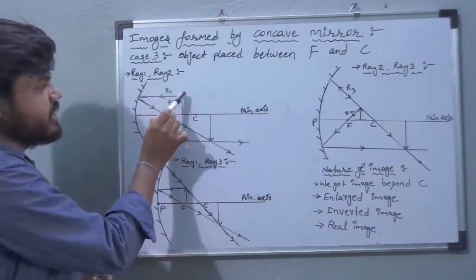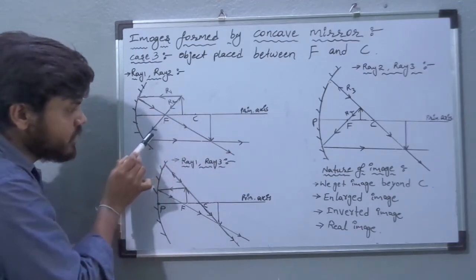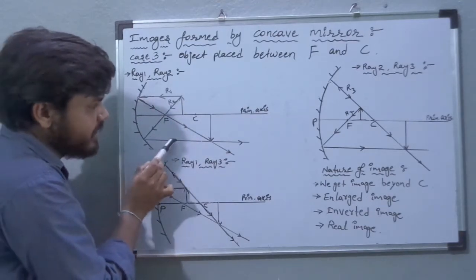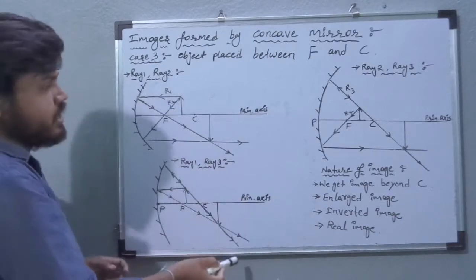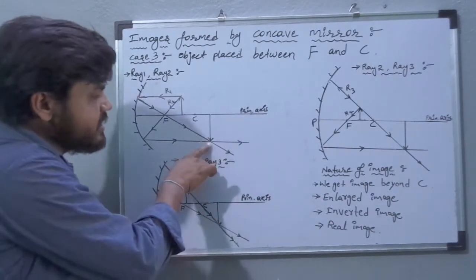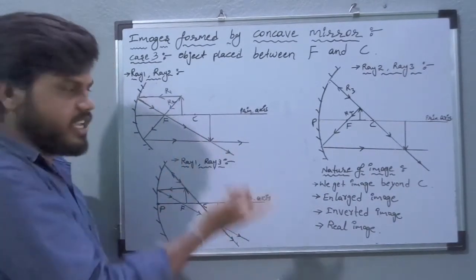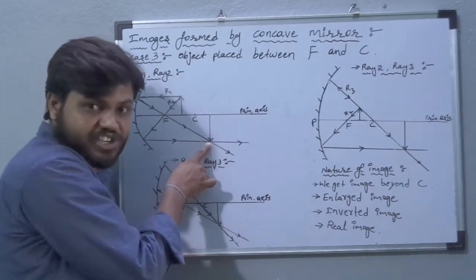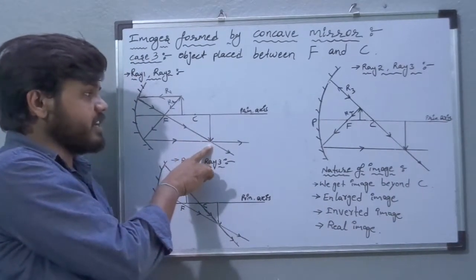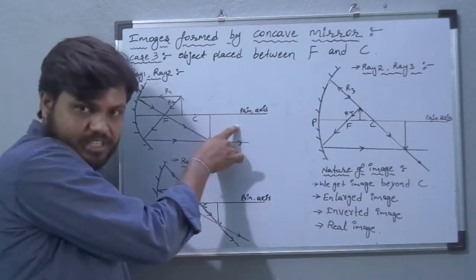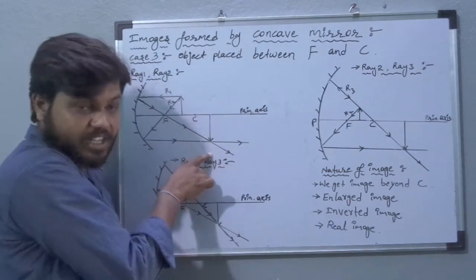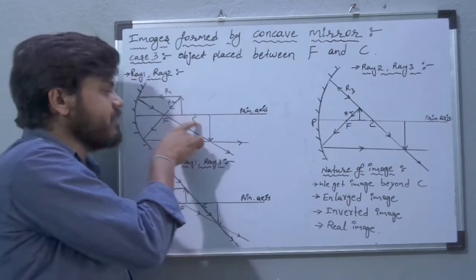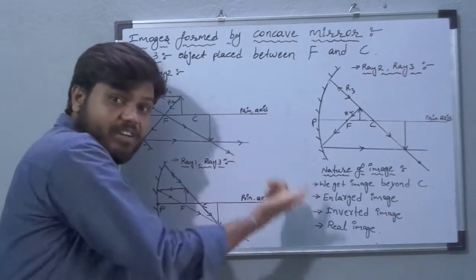Next ray 2, the incident ray is passing through the focus. After reflection, the reflected ray is parallel to the principal axis. We know the intersection point of the reflected rays gives the image. Here we got the intersection point. Where did we get it? Behind C. Where we placed the object between F and C, we got the image behind C.